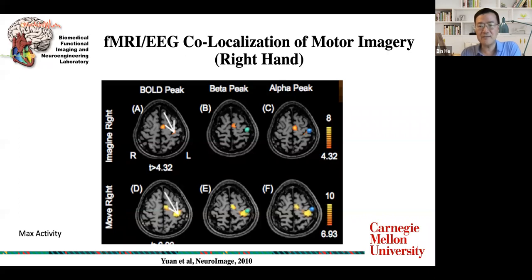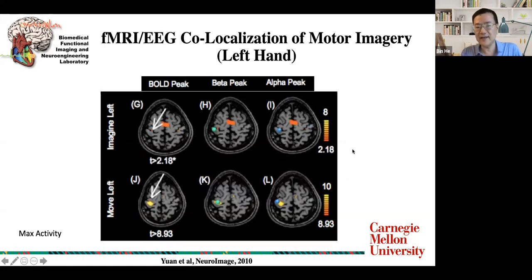If we look at the maximum activity, in this case for the right hand, imagined movement on the top or actual movement on the bottom, you can see that the BOLD peak, beta peak, or alpha peak all co-localize well. If you look at the left hand, similarly, there's good co-localization of the maximum activity in both the fMRI signal and the EEG beta rhythm or alpha rhythm source imaging result.